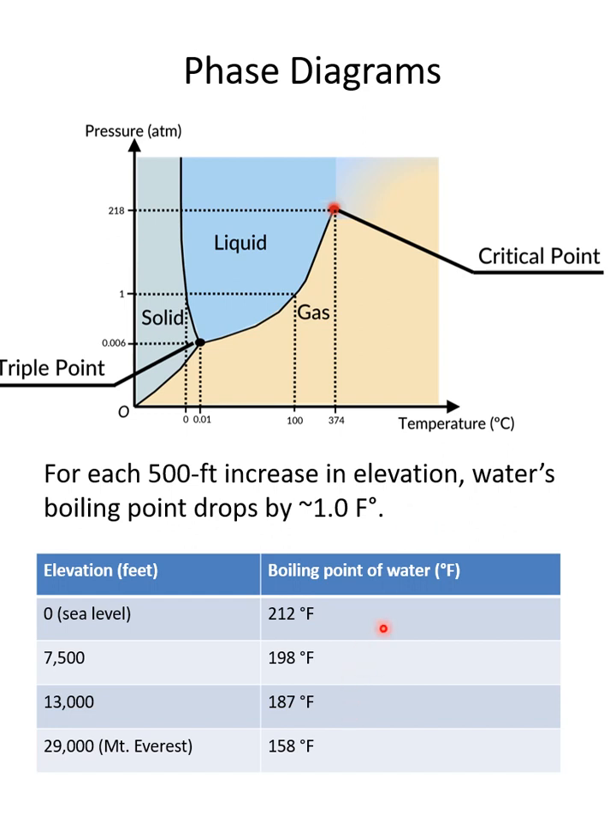And so at sea level, the boiling point of water is 100 degrees Celsius or 212 degrees Fahrenheit. But if you go up to a lot of towns in, for example, Colorado and Wyoming around the Rocky Mountains, 7,500 feet is an elevation where a lot of people live. The boiling point of water is only 198 degrees Fahrenheit.